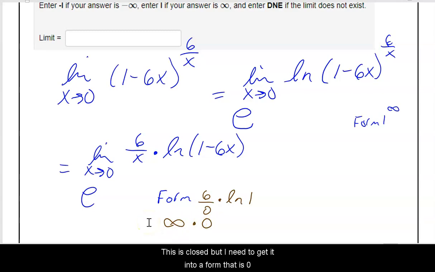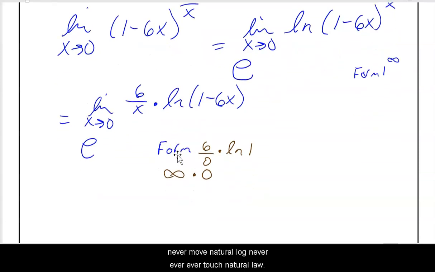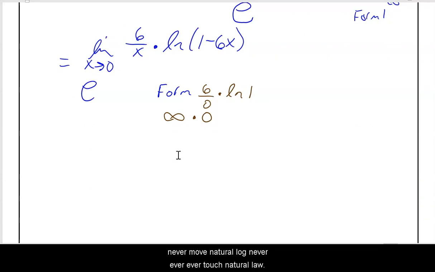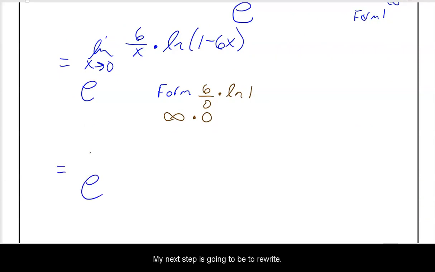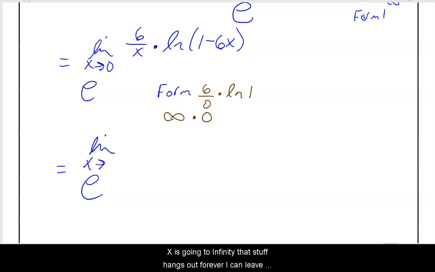This is close, but I need to get it into a form that is 0 over 0 or infinity over infinity. The easiest thing to do, since I have this division by x, is just move the x underneath the natural log. I never move natural log. Never, ever, ever touch natural log. Leave it. My next step is going to be to rewrite e limit x is going to infinity. That stuff hangs out forever.